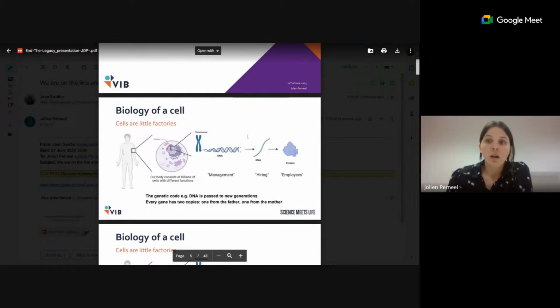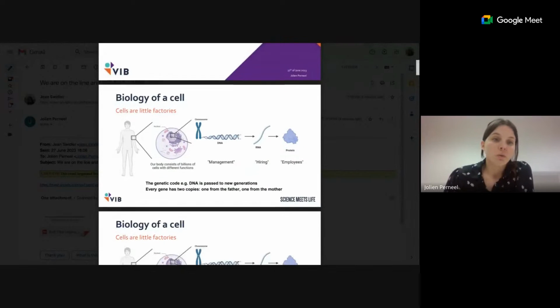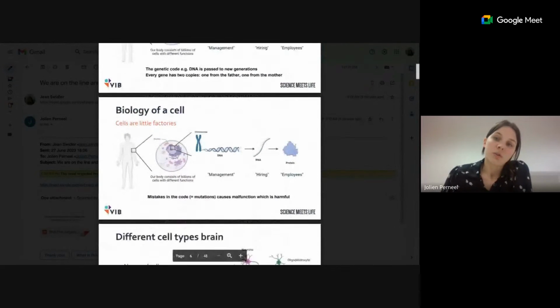But as you can imagine, a mistake in this genetic code, which we call mutation, causes the processes to be disturbed, and this will interfere with normal functioning of a cell, which is then harmful and may cause disease.